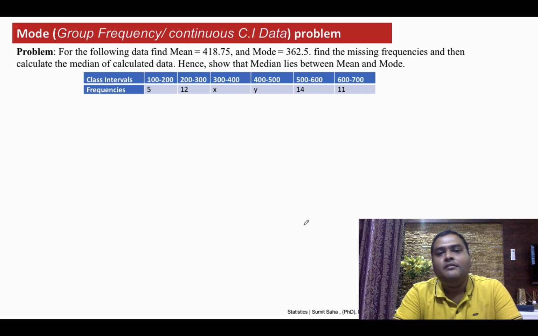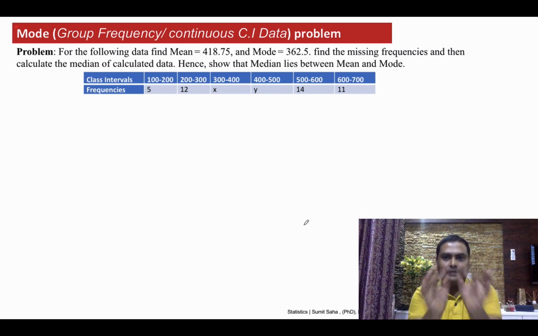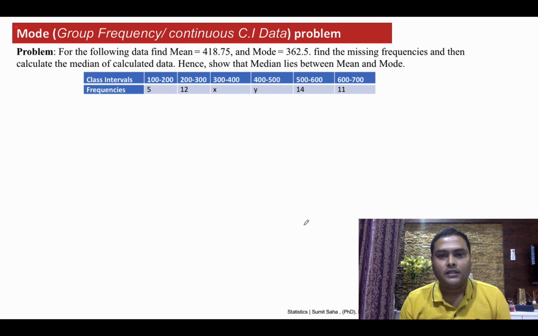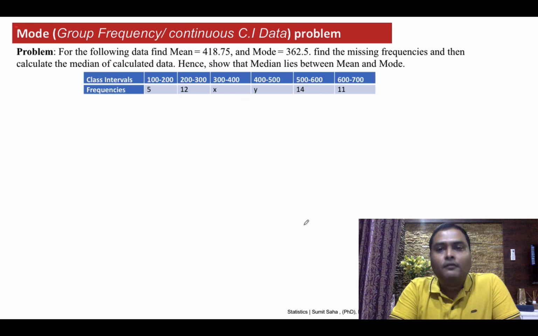Once I get the missing frequencies, the entire table of class intervals and frequencies will be completed. Based on that table, we need to calculate the median, and then we need to prove that the median value will lie in between 418.75, which is the mean value, and the mode value, which is 362.5. In between those, the median will fall.